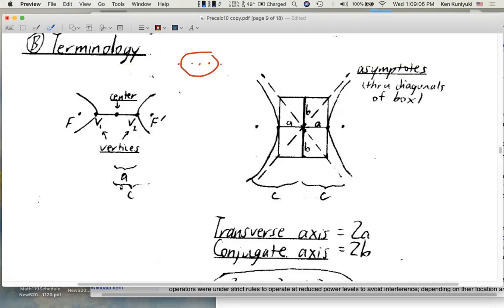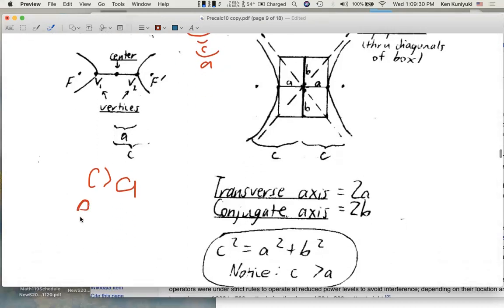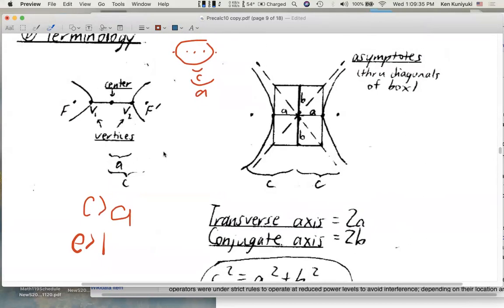All right. So A, the distance between the center and each vertex, same as for an ellipse. C is the distance between the center and each focus, same as for an ellipse. But now, for an ellipse, C was less than A. For a hyperbola, C is greater than A. And later on, this will mean, by the way, that the eccentricity will be greater than 1. It's between 0 and 1 for an ellipse.